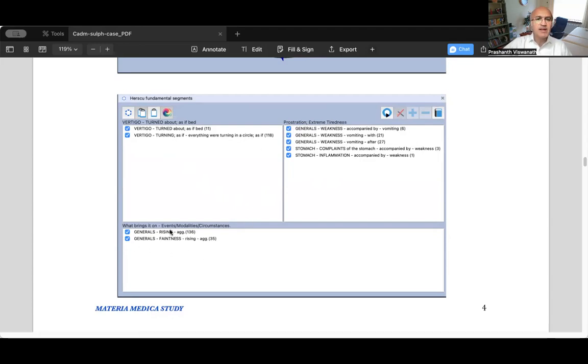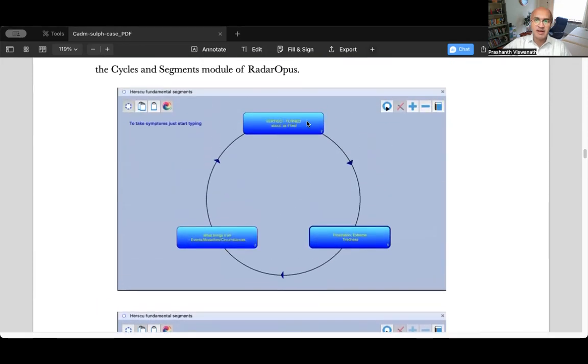Then I have looked at the modalities and have put them into a separate segment. So this is a segment which brings it on. What brings it on? The events, modality, circumstances, which is basically rising aggravates, and that leads to the vertigo itself, the sensation of the vertigo, and then that would in turn lead to prostration. So this is one whole, if you look at it. It is a particular cycle of the person in space and time.